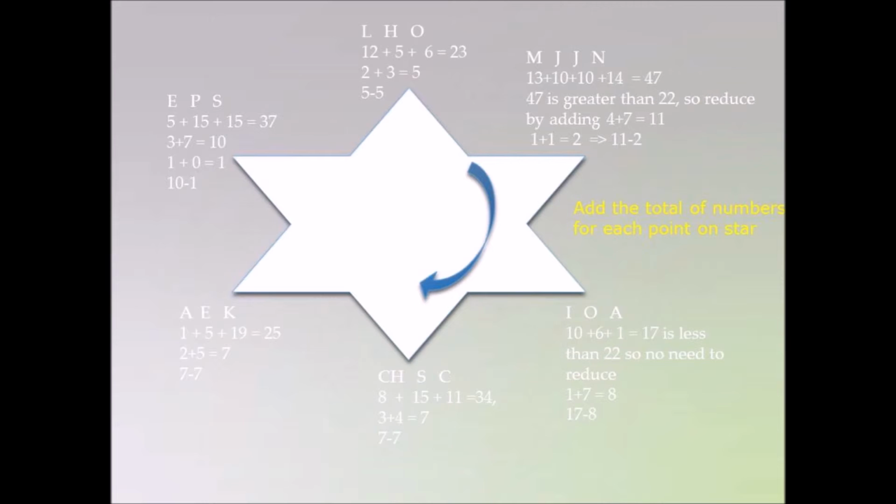Look at the bottom point on the star, the most southern bottom point. We've got CH, S and C. The numbers are 8, 15, and 11. When added together, we get 34. That's above 22, so we need to reduce it. 3 plus 4 is 7. Again, what's the right-hand number? There's nothing to add it to, so it's just 7. 7, 7 is the number pair. So carry on with the rest of these for your own name, and we'll complete with the actual final table on the next slide.